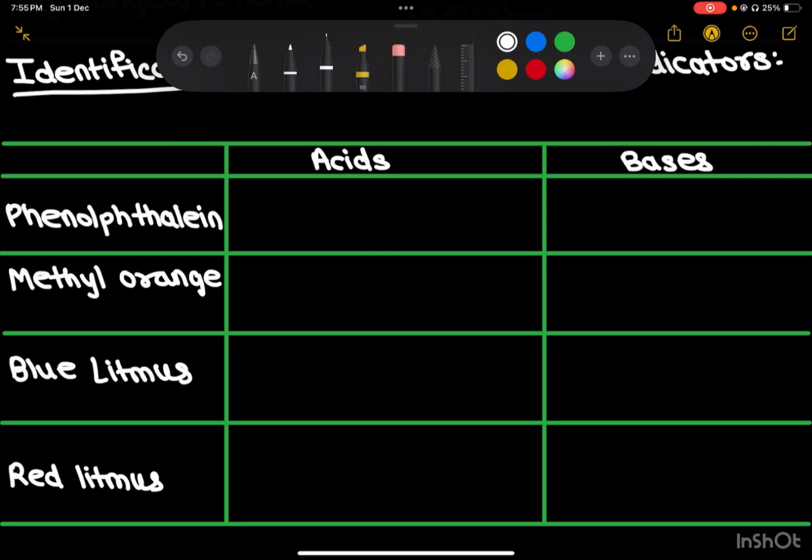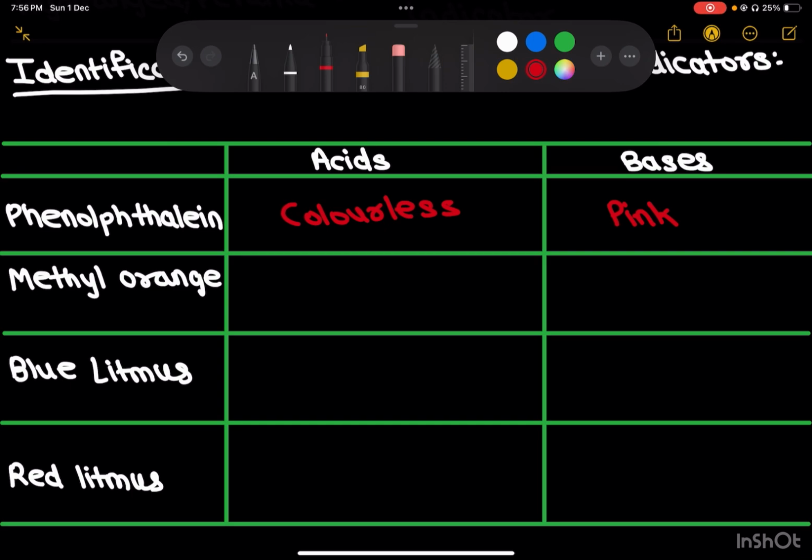Firstly, phenolphthalein. Phenolphthalein is a colorless solution. If this colorless solution is mixed with acid, it remains colorless. Nothing happens. But if it is mixed with a base, it turns a vibrant pink color. In very strong bases like NaOH or KOH, it turns a really magenta pink color. But in weak bases, it turns a light pink, but still it changes its color.